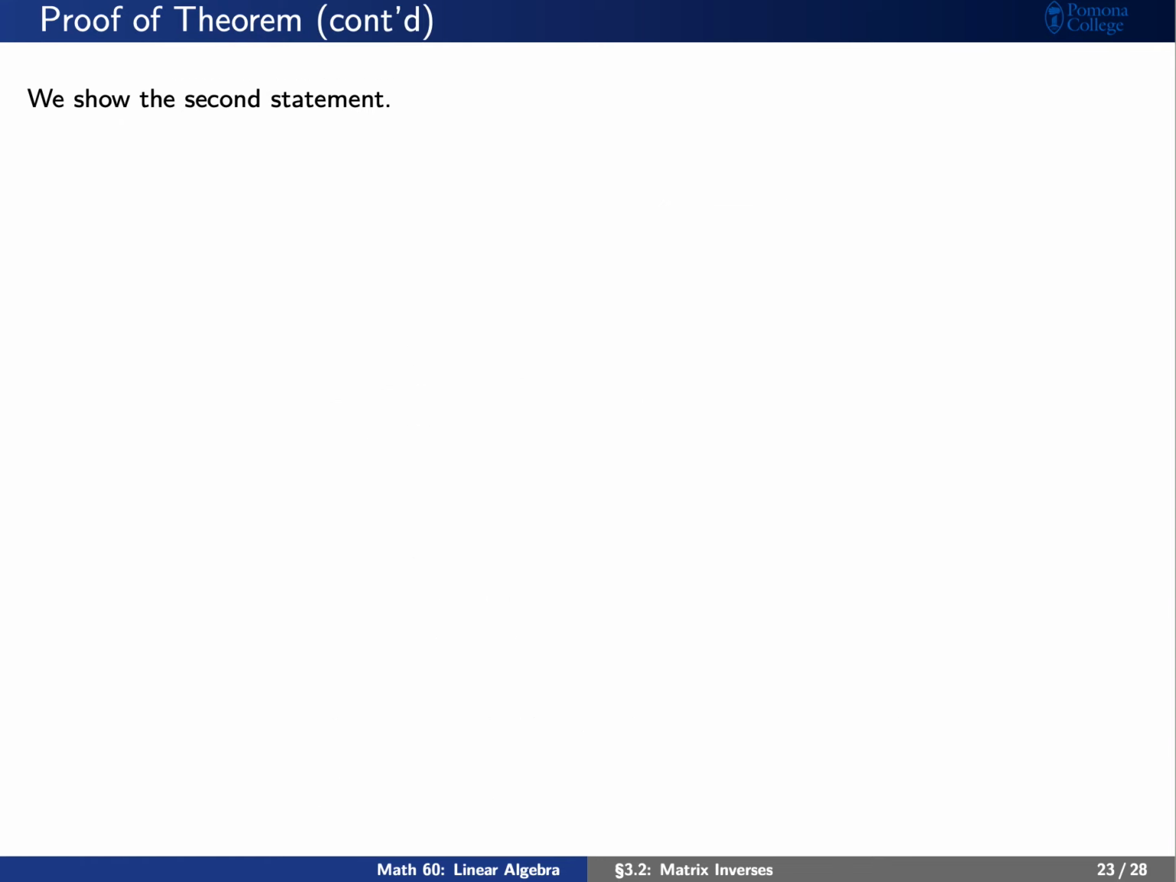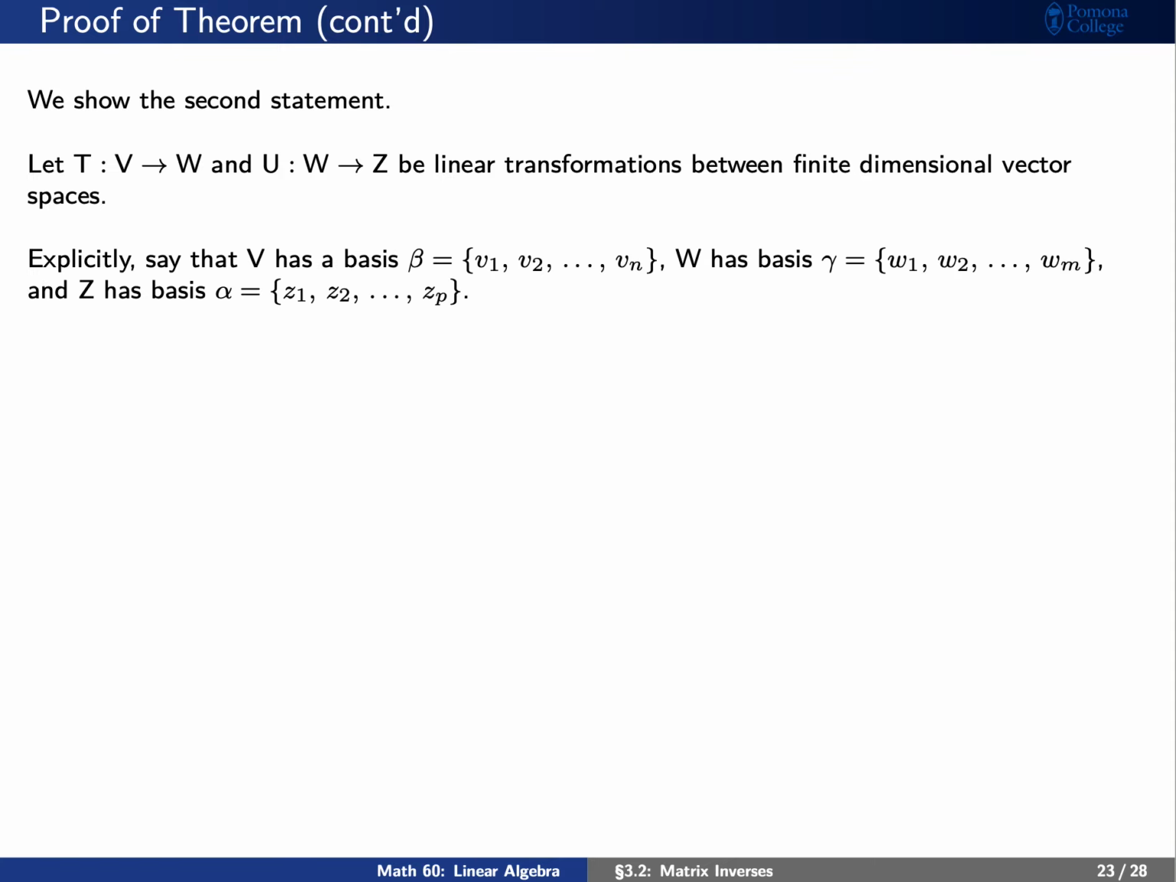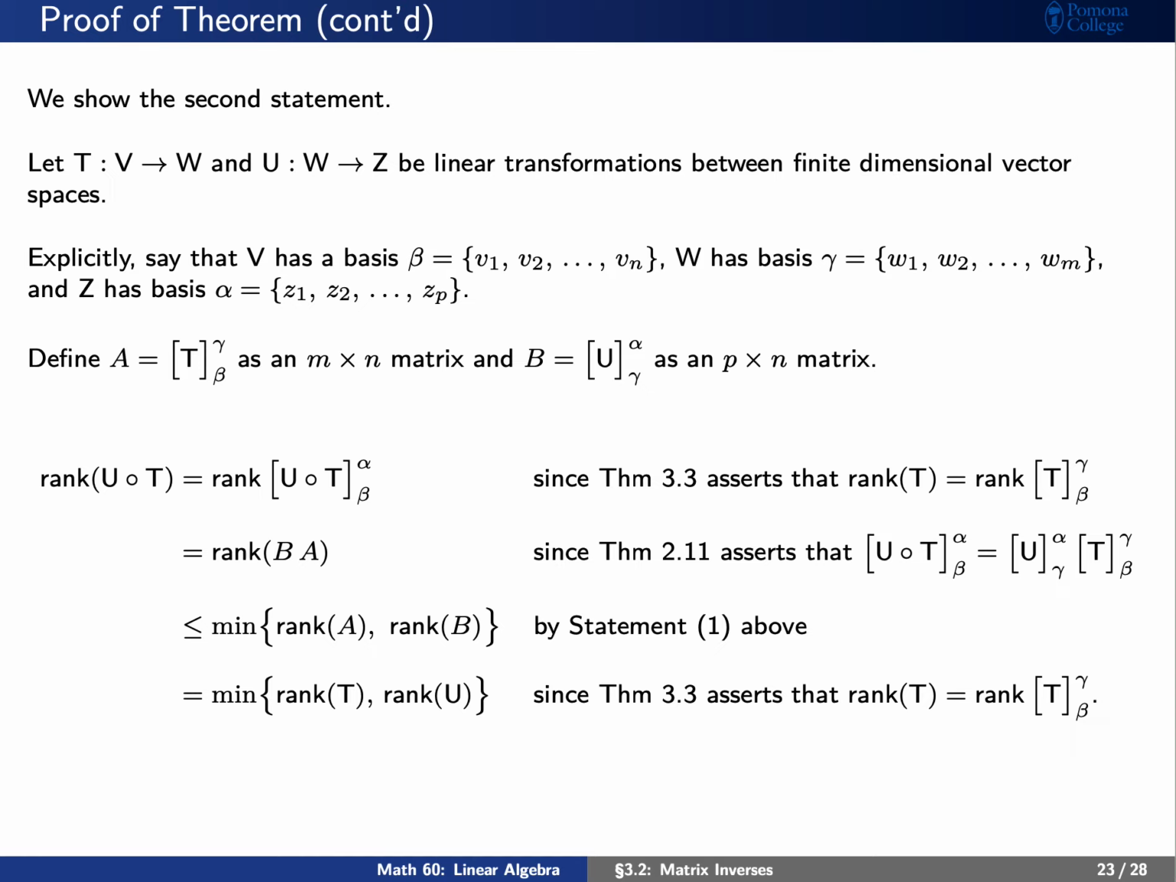We'll show now the second statement. Let's let T and U be transformations between finite dimensional vector spaces. We're going to choose bases beta for V, gamma for W, and alpha for Z, and then define a matrix representation A for our transformation T, and a matrix representation B for our transformation U. Now, we simply use the previous results to understand that the rank of the composition U circle T is at most the rank of T and is at most the rank of U.